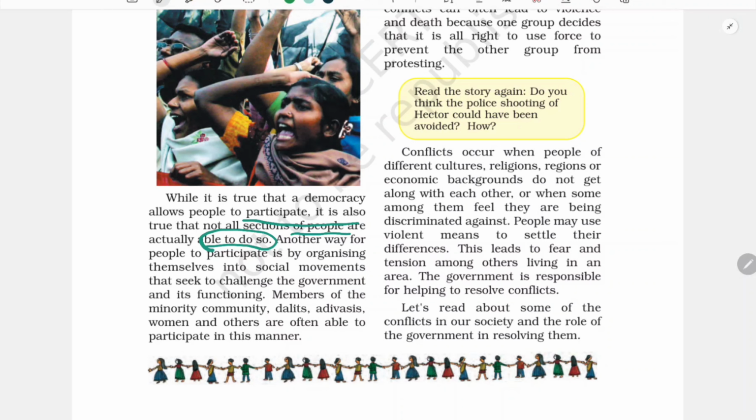By properly organizing them. So another way for people to participate is by organizing themselves into social movements that seek to challenge the government and its functioning. By organizing them, make them participate. Members of the minority, Dalits, Adivasis, women and others are often able to participate in this manner. So this group of people participate when they are properly organized into some social movement that seeks to challenge the government.